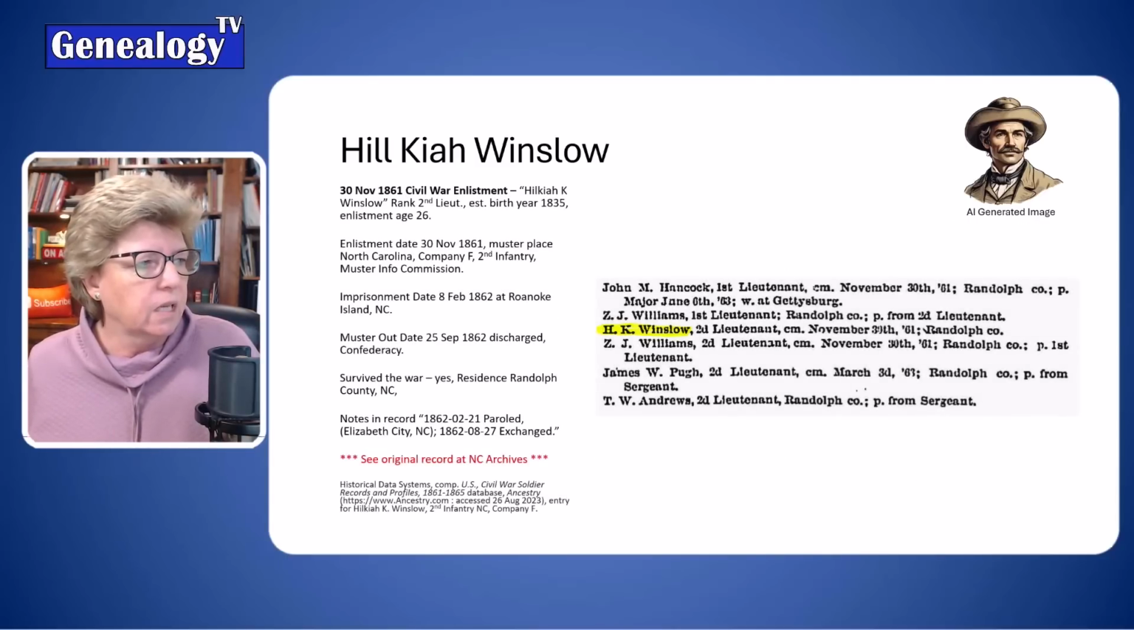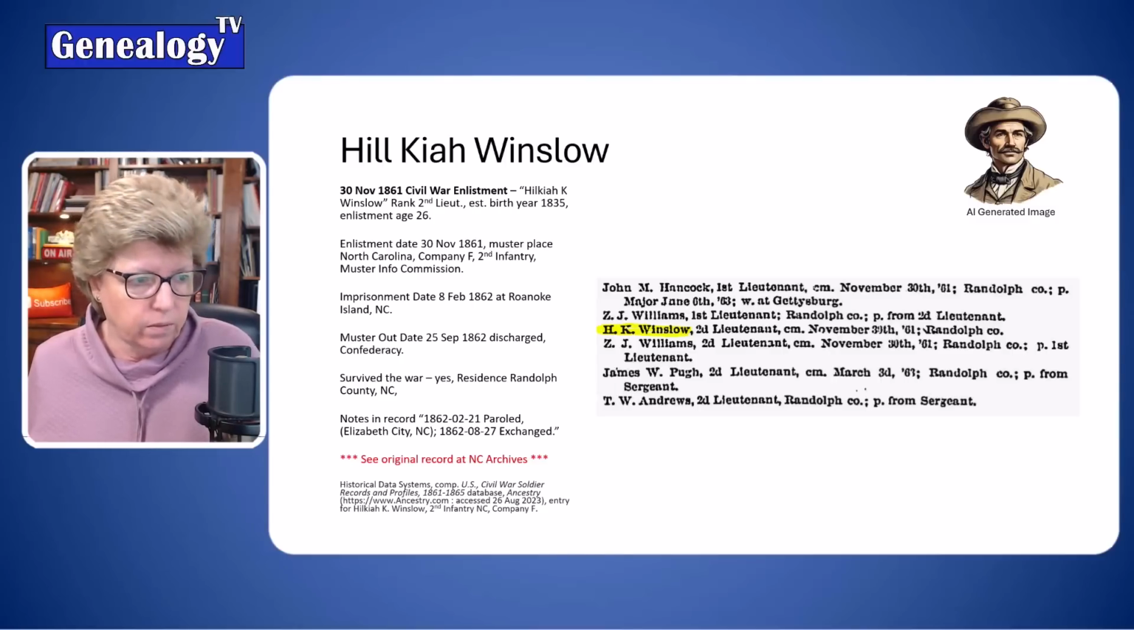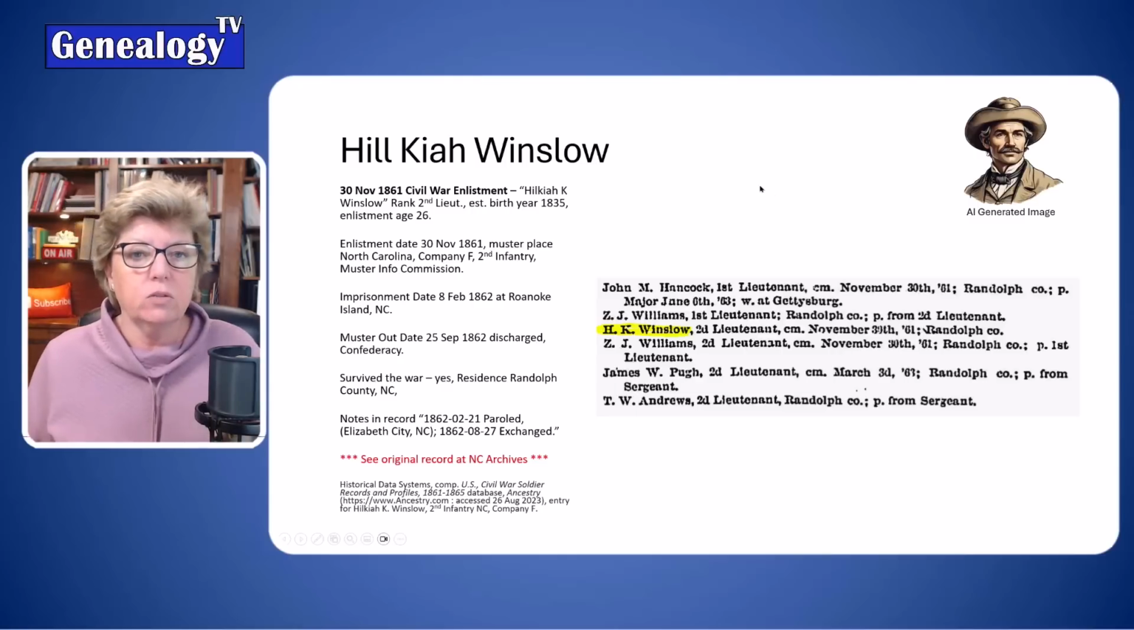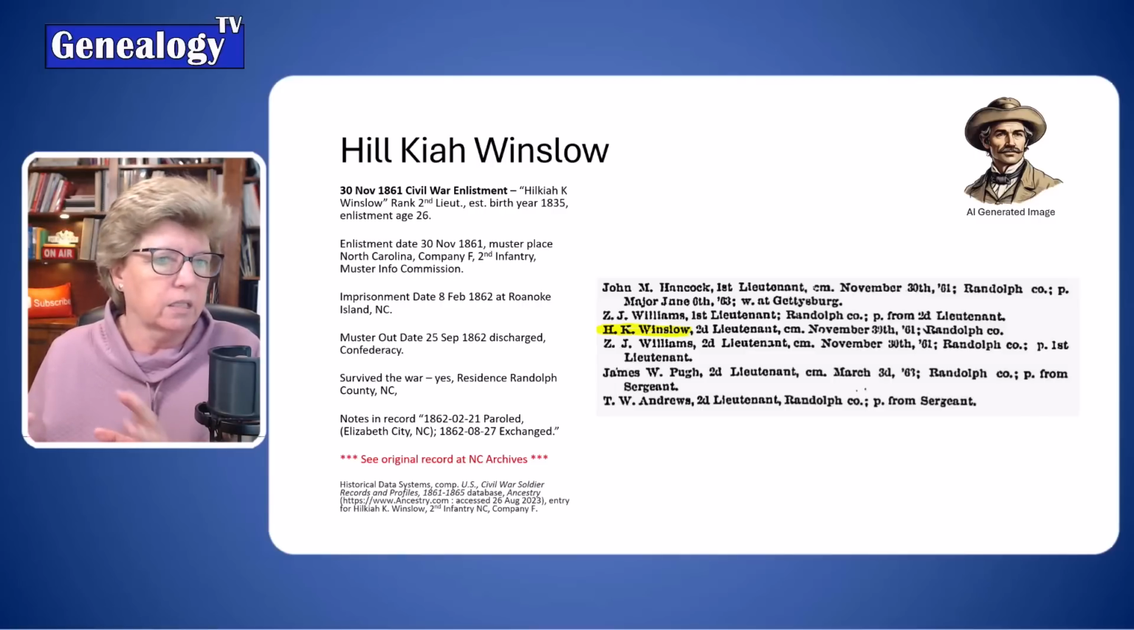then I find Hillkiah in 1861 in a Civil War enlistment record. Now, how do I know this is my guy? First of all, there's a lot of records where he is listed as H.K. Winslow, and he's from Randolph County, North Carolina. So the way you do this, if you're not sure, is to go research the whole county and see how many people have that same name. And a lot of times you can figure that out.